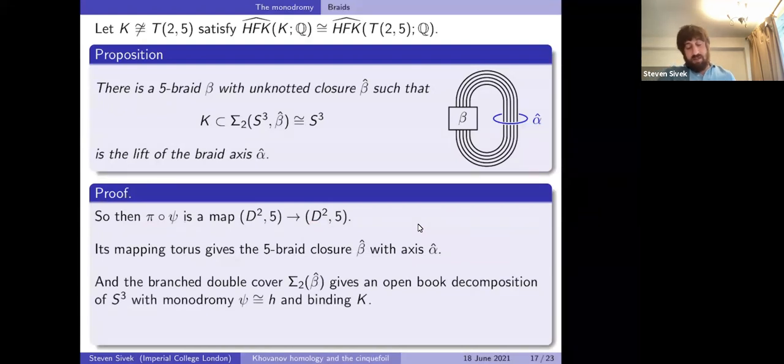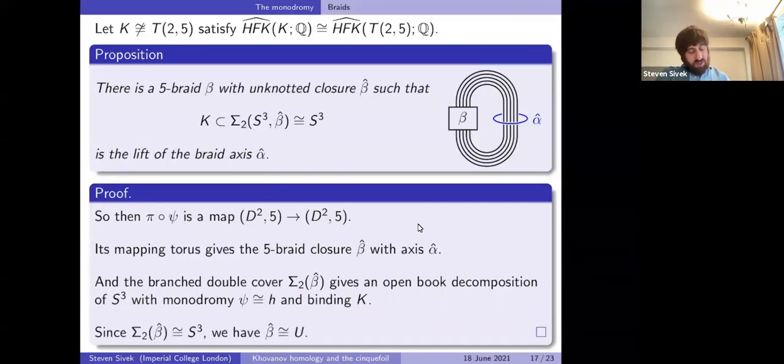And the point is that when we take the branch double cover of this mapping torus, well, we get an open book decomposition of S3 because we started with an open book decomposition of S3 with binding the unknot, and we took the branch cover over the unknot. So again, we got the 3-sphere back. The monodromy is our original monodromy corresponding to the knot K, and K ends up being sort of the curve traced out by that fixed point P, which we identify with the braid axis. So K ends up being the binding of that open book.